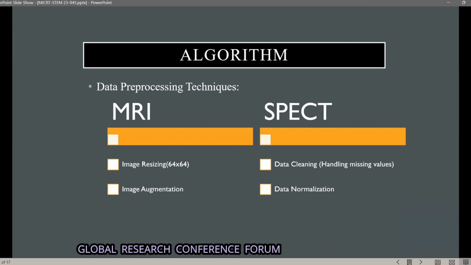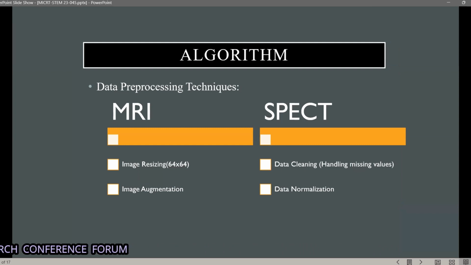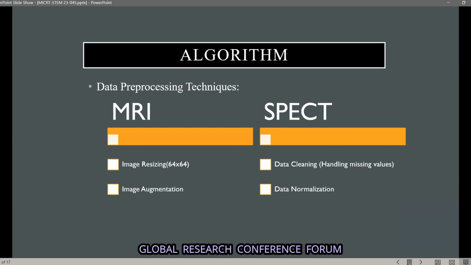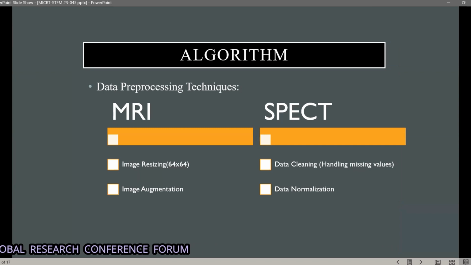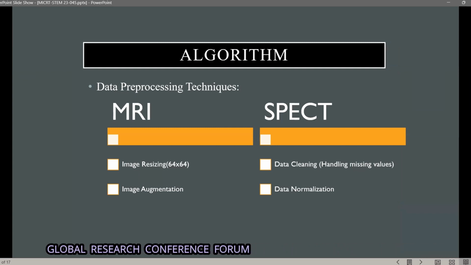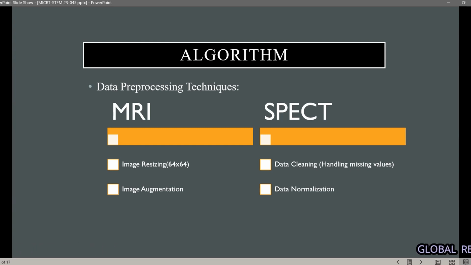The data processing techniques: the data set used for the proposed system is prepared from the Parkinson's Progression Markers Initiative, PPMI, data set. For MRI, we are using processing techniques such as image resizing to resize all of the raw images to 64 by 64 size, and image augmentation, in which we rotate the image and apply width shift and height shift. Also, we apply horizontal flip and vertical flip.